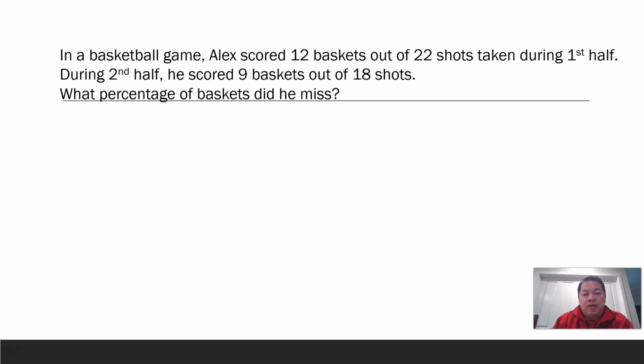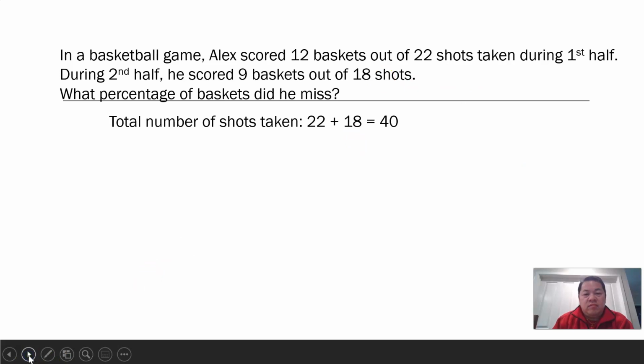So let's find out how many shots were taken. There were 40 shots taken, 22 plus 18. Then we have to find out the number of baskets he scored. So it's 12 plus 9, which is 21.